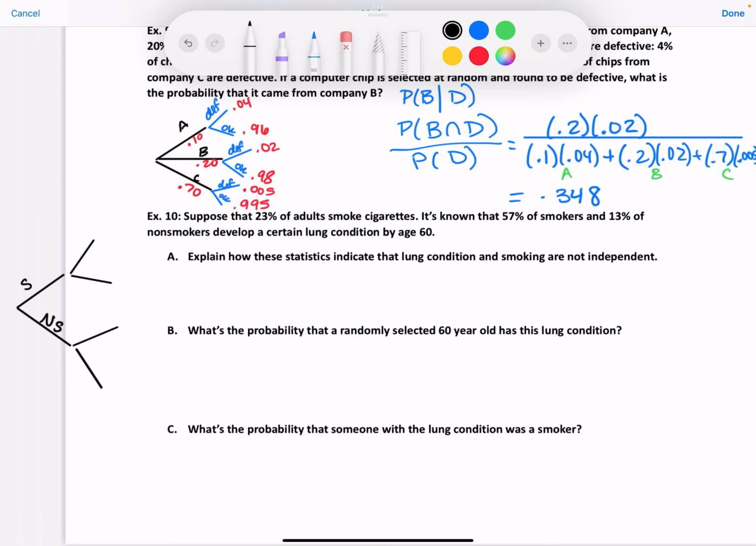So the only reason it's not a Venn diagram is because there are multiple conditions occurring. If it was just smoker and non-smoker, we would do the Venn diagram, but since we're caring about lung condition as well, that's why we're doing it this way. It's two things that we care about. So then this is going to be if they have a lung condition or no lung condition.